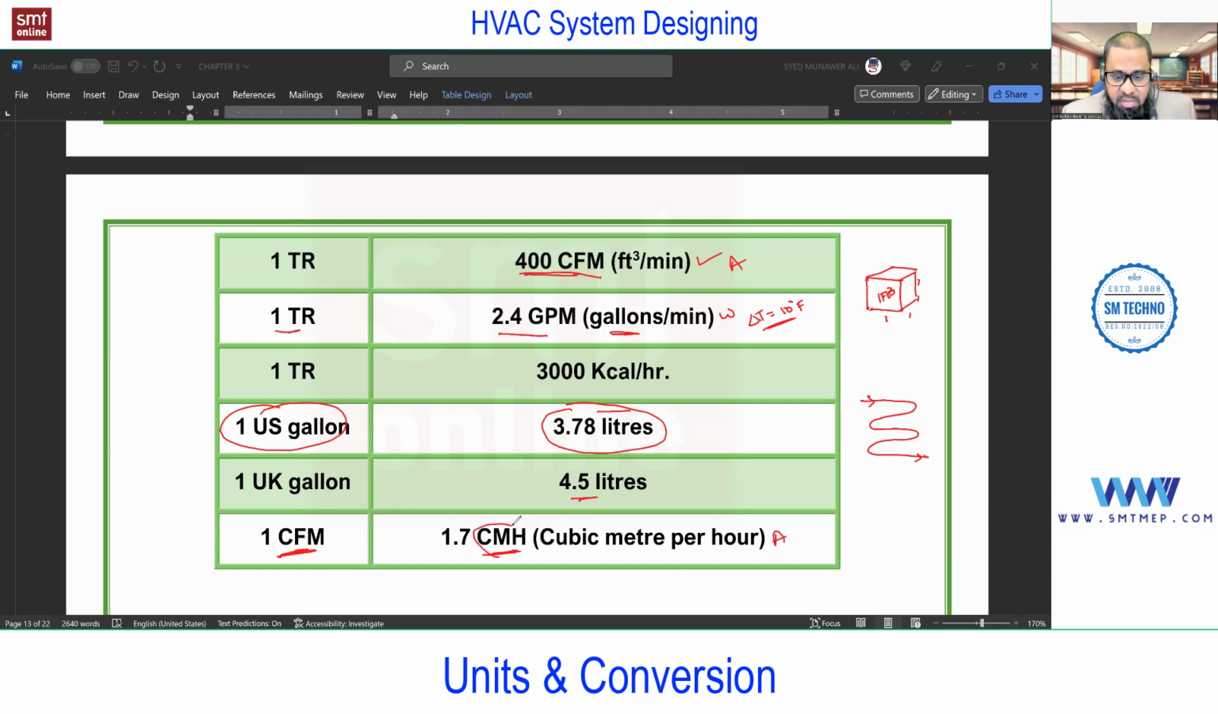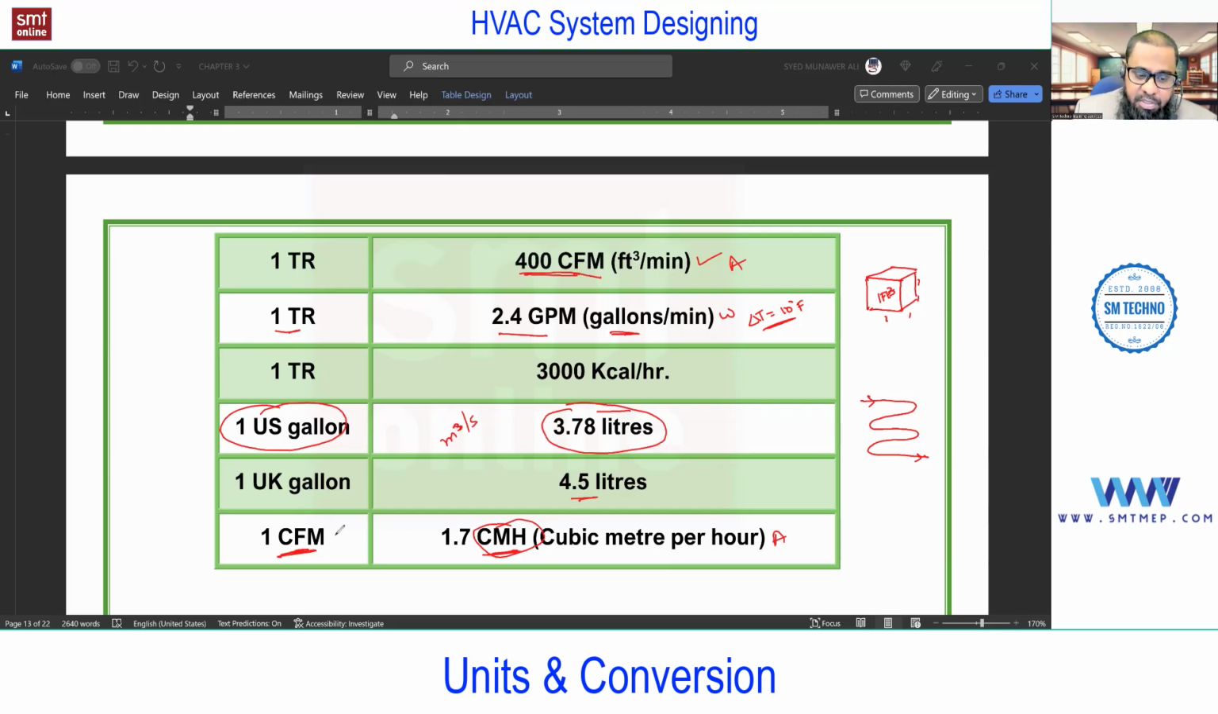And what do you think? The CMH is what, SI or metric? Metric. Because in SI we are using second. Meter is okay, but hour we are not using in SI. We are using second. So hour means it's a metric. So SI means you can consider meter cube per second. This is strictly SI for flow rate.